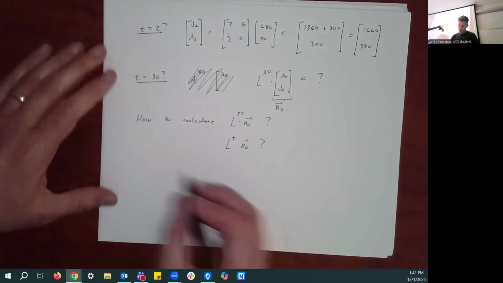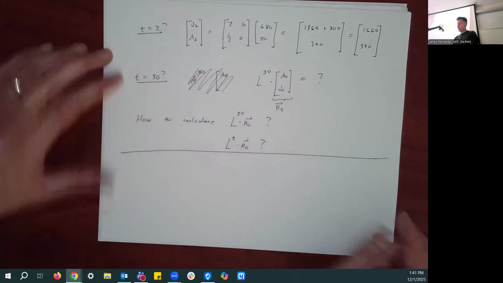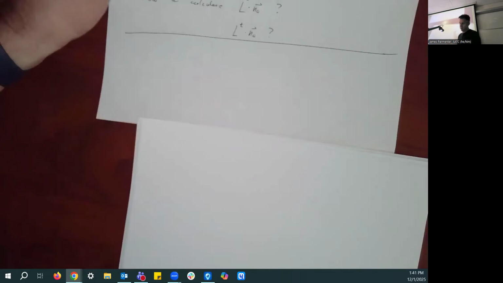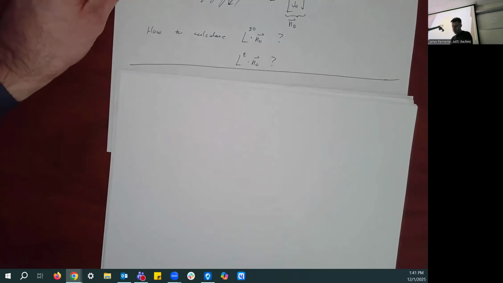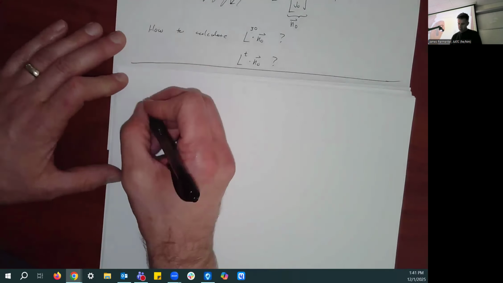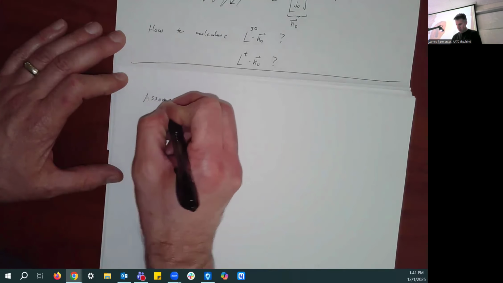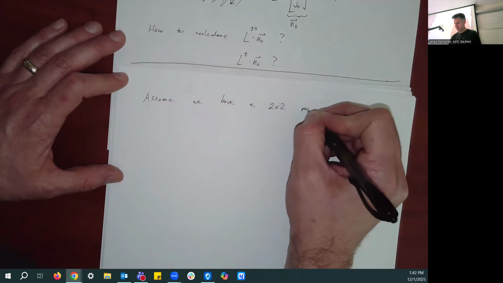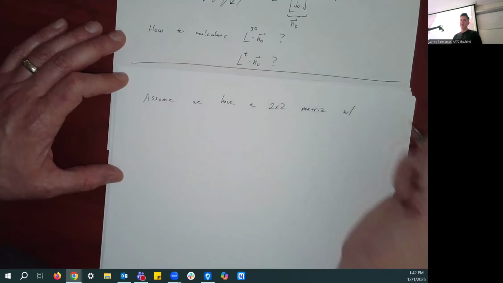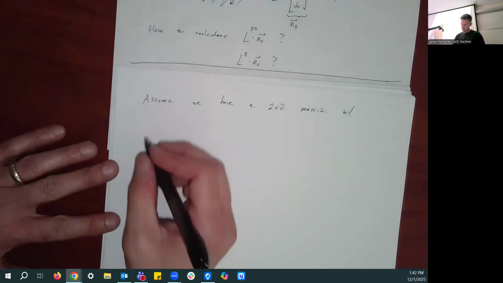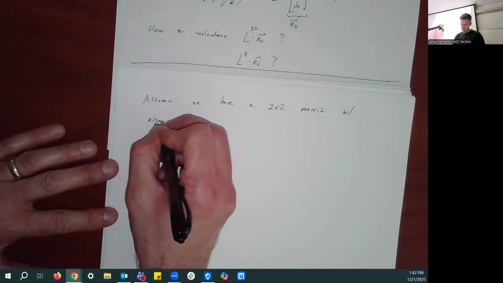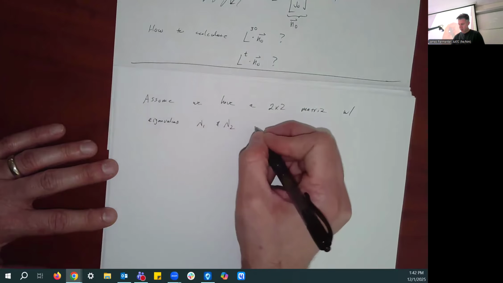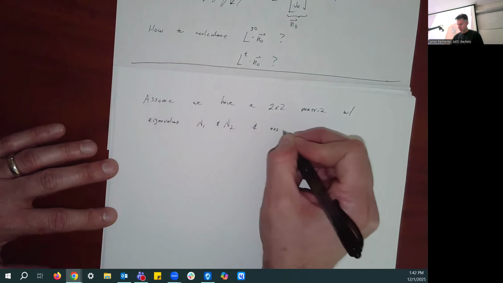Let's just use the whole piece of paper, James. Don't be stingy. Okay, so here's the idea. Let's assume we have a 2x2 matrix, and we found the eigenvalues and eigenvectors, with eigenvalues lambda 1 and lambda 2, and associated eigenvectors v1 and v2.